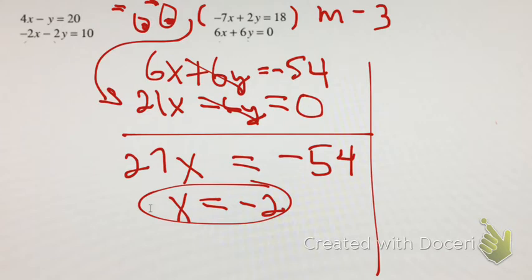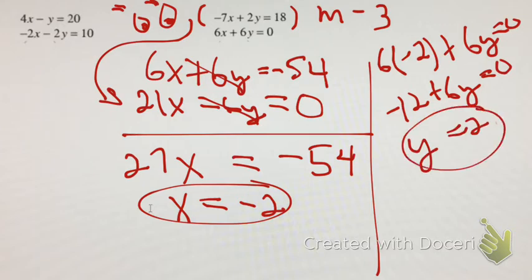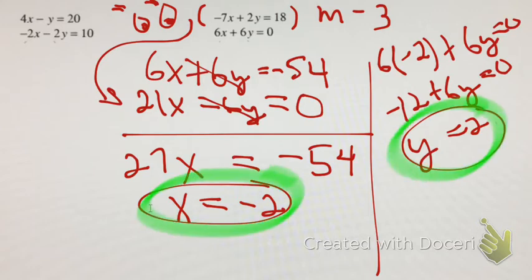I'm going to go with the 6x and the 6y. So 6 times negative 2 plus 6y equals 0. Or negative 12 plus 6y equals 0. Well, solve away, but really negative 12 plus 12 equals 0. So that means that y has to be equal to 2. It's the only way that works. That would give me negative 12 plus 12 equals 0. So now I've got my solution, and that's the last of our substitution elimination systems problems.